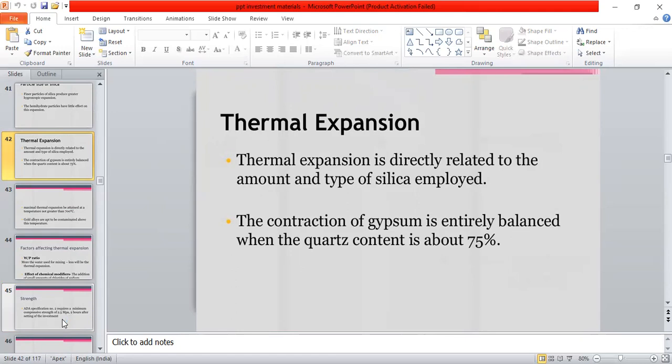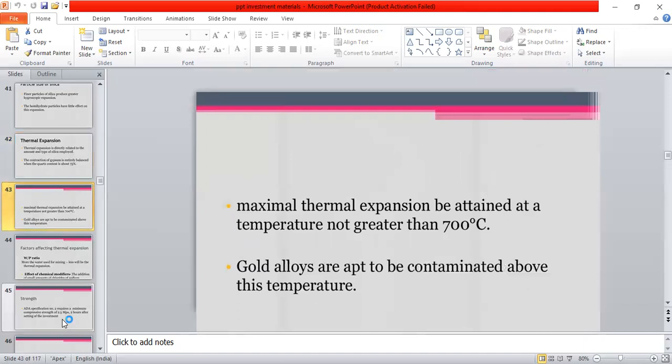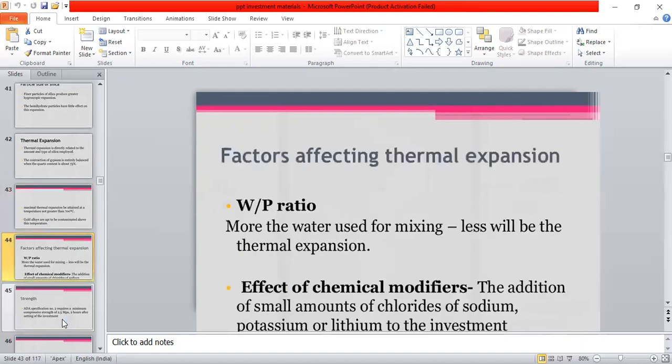So in expansion, the normal setting expansion was 0.05 to 0.4%. Then next comes hygroscopic setting expansion, which ranges from 1.2 to 2.2%. Then next, thermal expansion ranges between 1 to 1.6%. The maximum thermal expansion is attained at a temperature not greater than 700 degrees Celsius, since gold alloys are apt to be contaminated above this temperature.